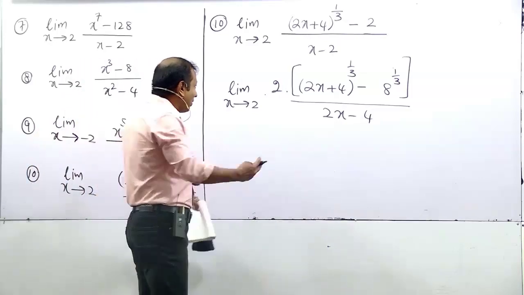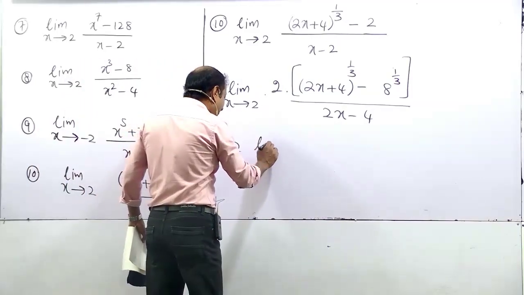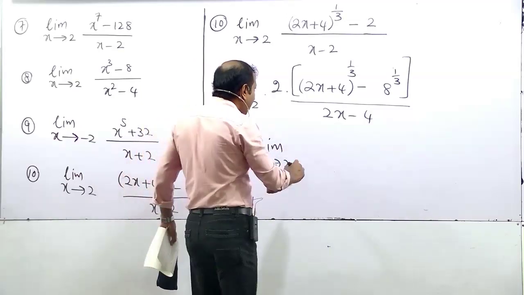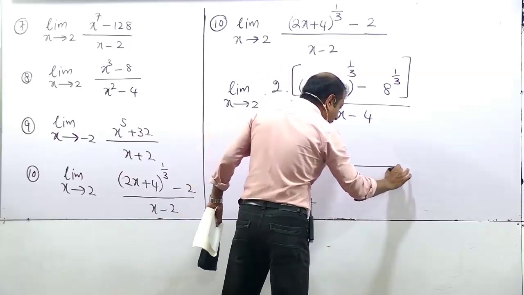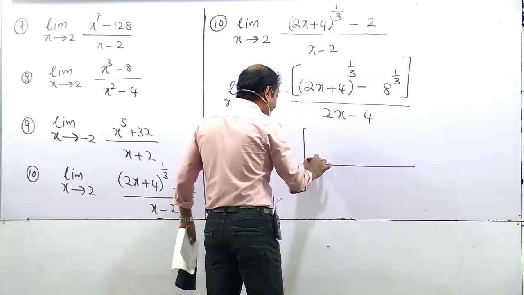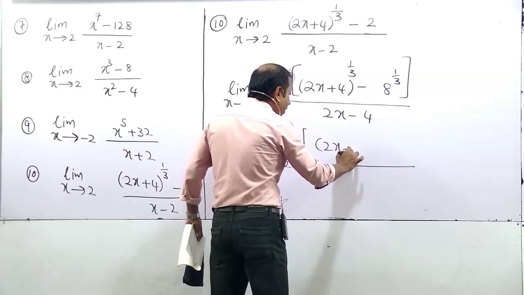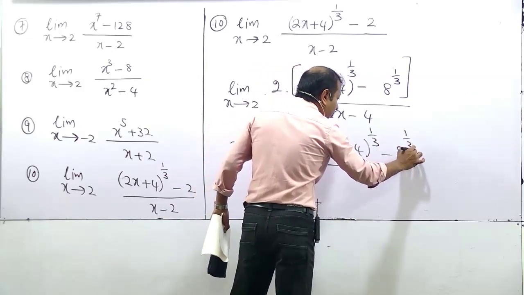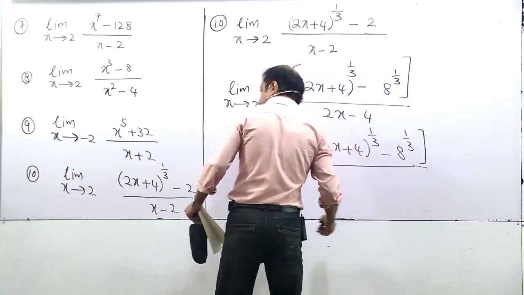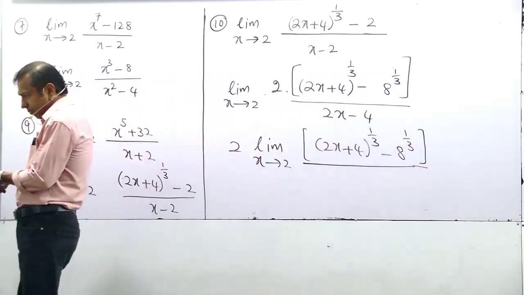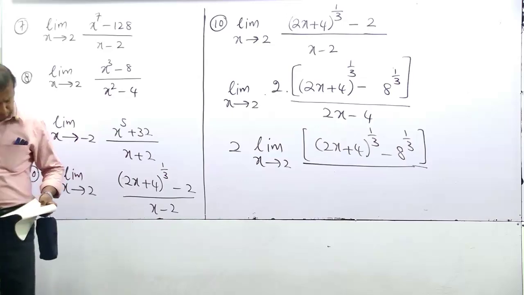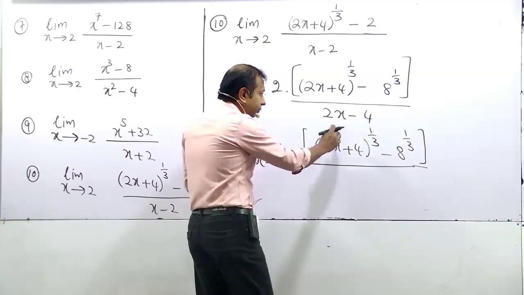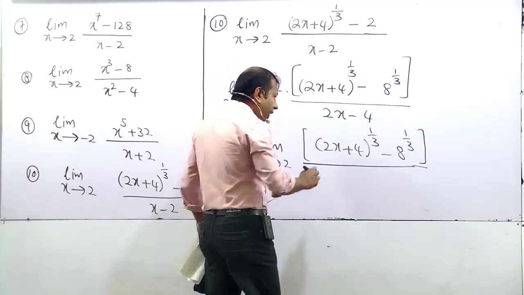Right. There are people, you can take this 2 out like this. Right. Now, 2x plus 4 to the power 1/3 minus 8 to the power 1/3. Right. Now, this denominator, I must have 2x minus 4, no? I write that like this.